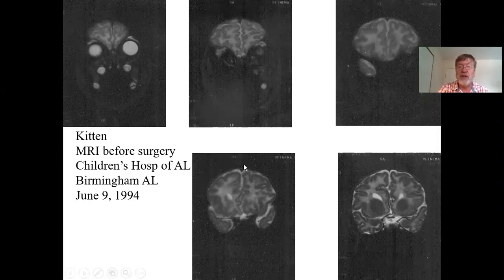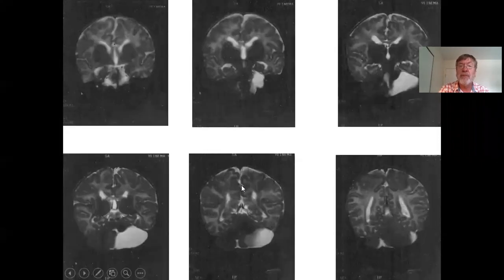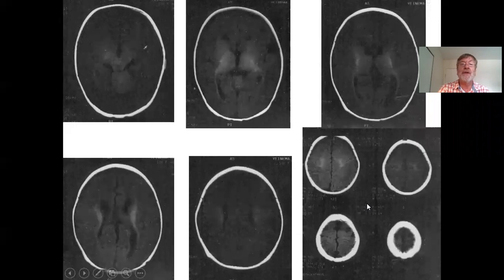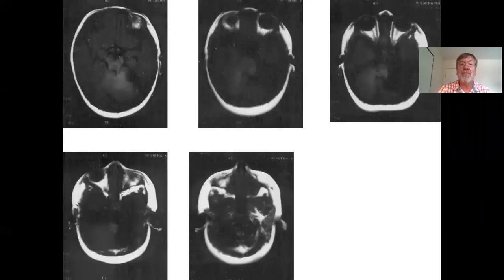You can see that central fissure down the brain. The corpus callosum is not well formed. You don't see much of that. Working your way back and further back. This is a transverse cut. Down, this is a CAT scan, more of a CAT scan again.